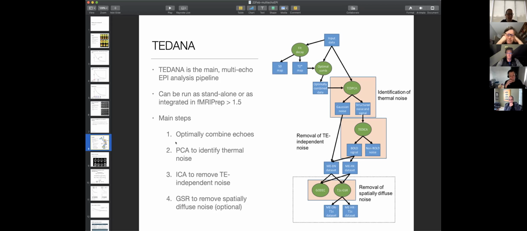But basically, the main steps of this pipeline is first to optimally combine the echoes. They then use a PCA step to identify thermal noise. Then they use an ICA step to remove any echo time independent noise. And then there is an optional step to use a global signal regression to remove any remaining spatially diffuse noise.